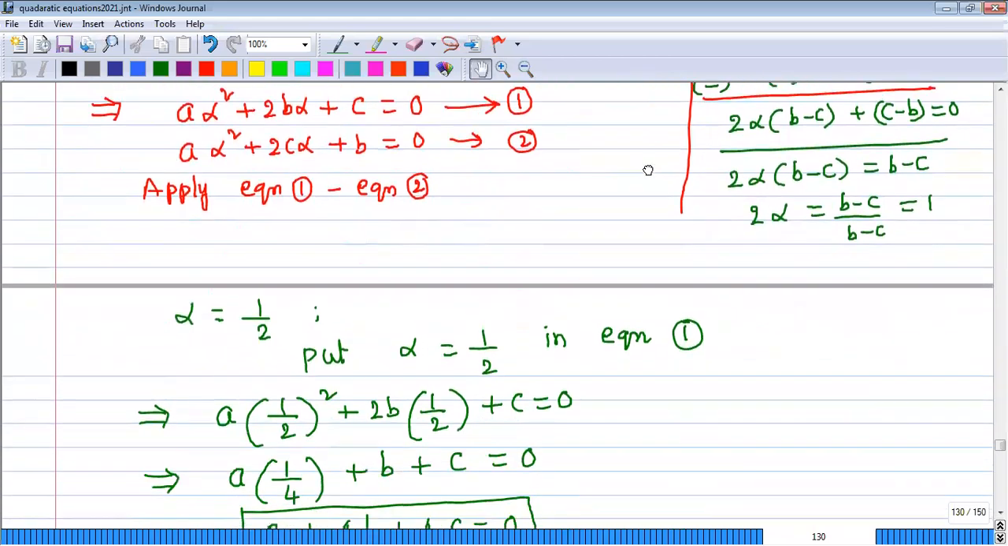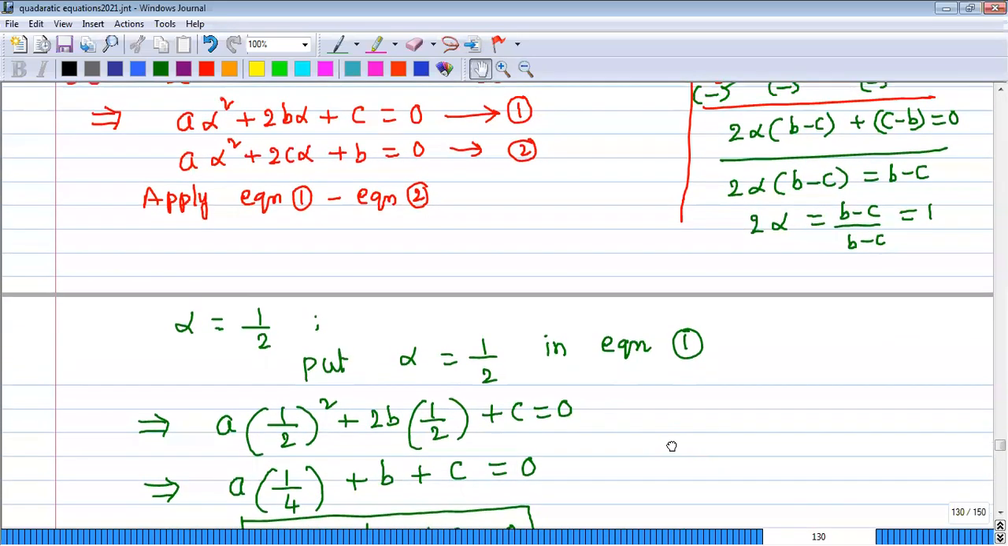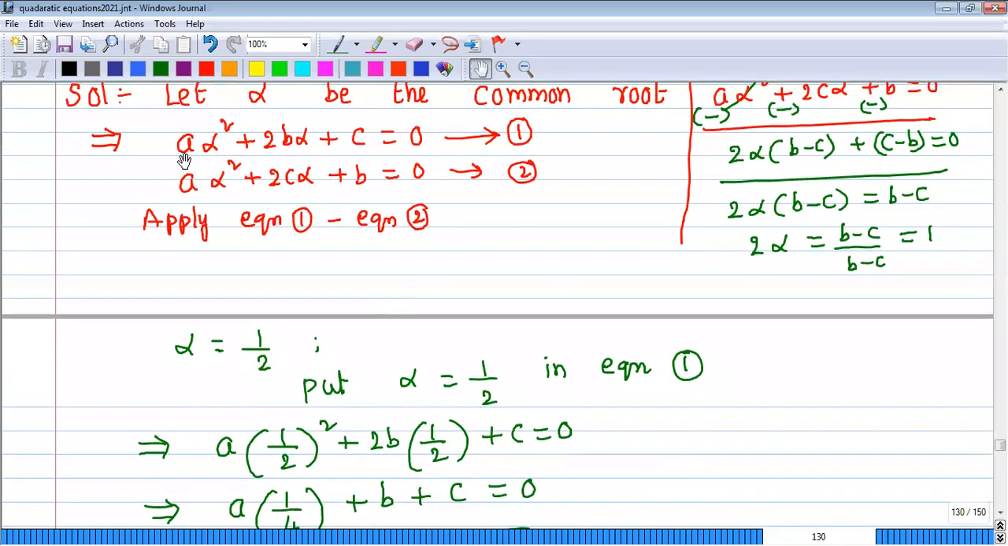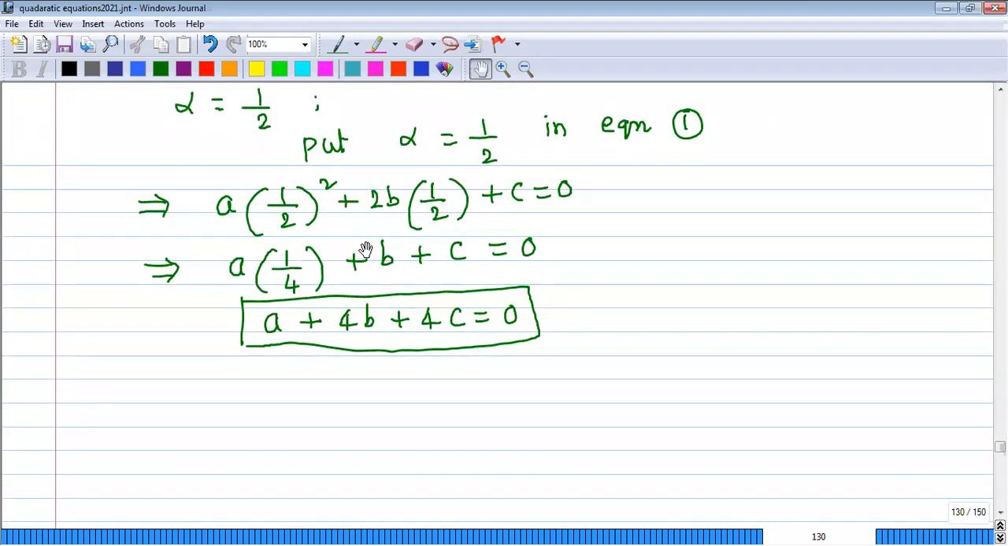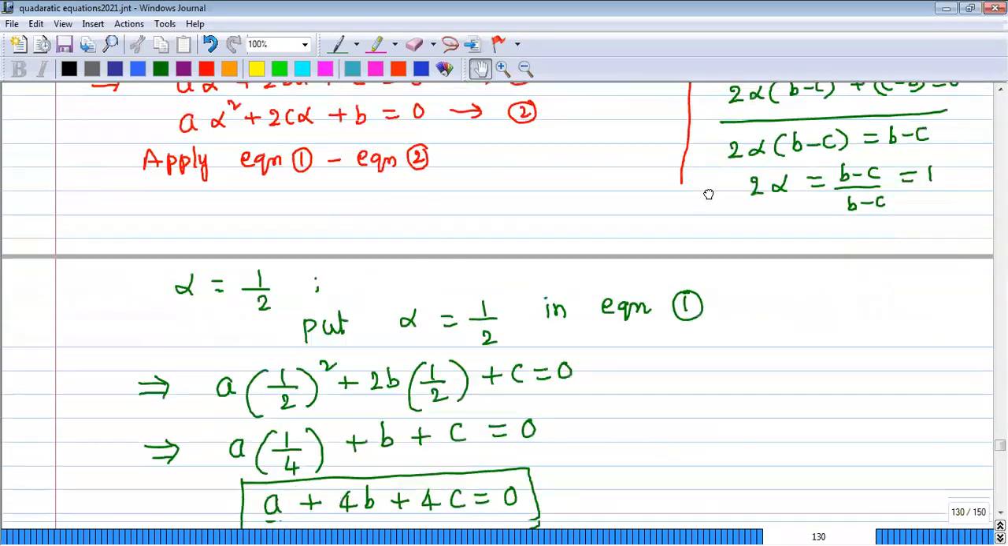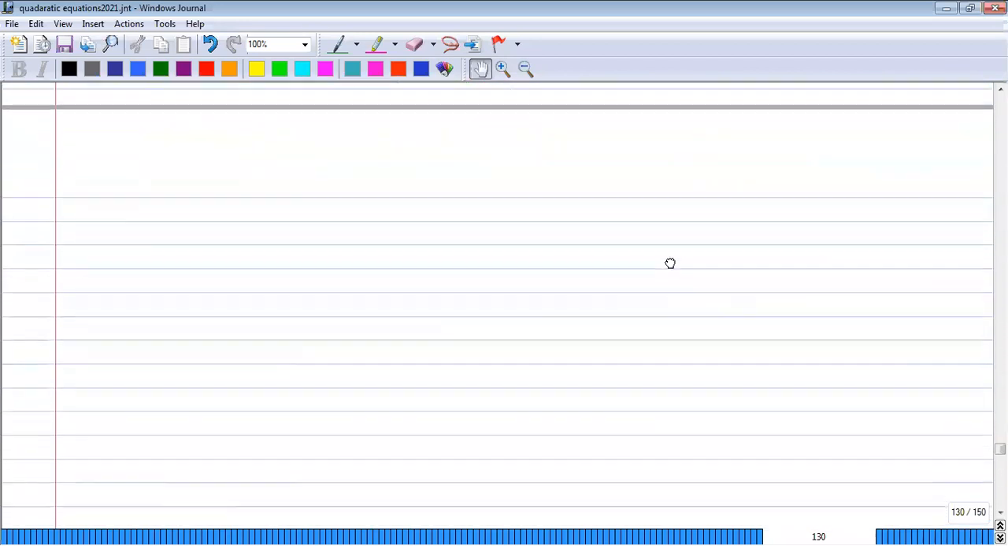Two alpha is equal to 1, alpha is equal to 1 upon 2. Put alpha equal to 1 by 2 here, or in this equation also, no problem. You get this one. Right.